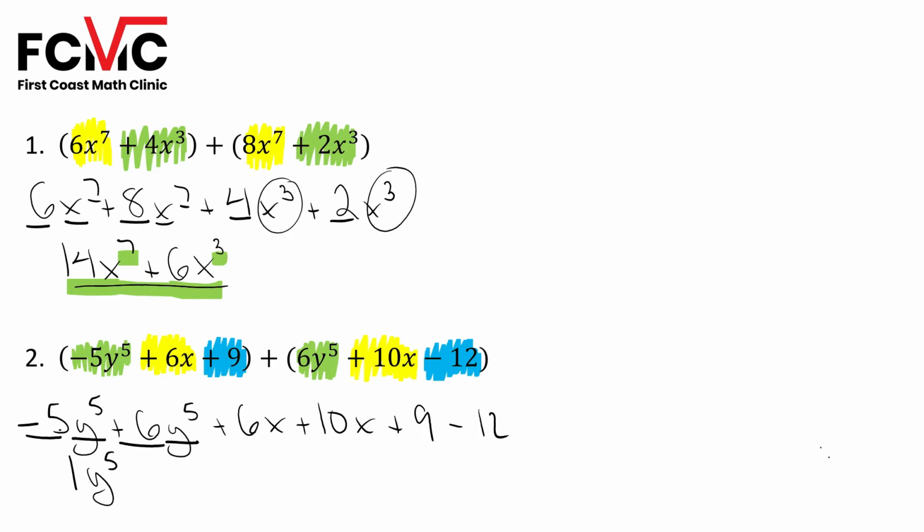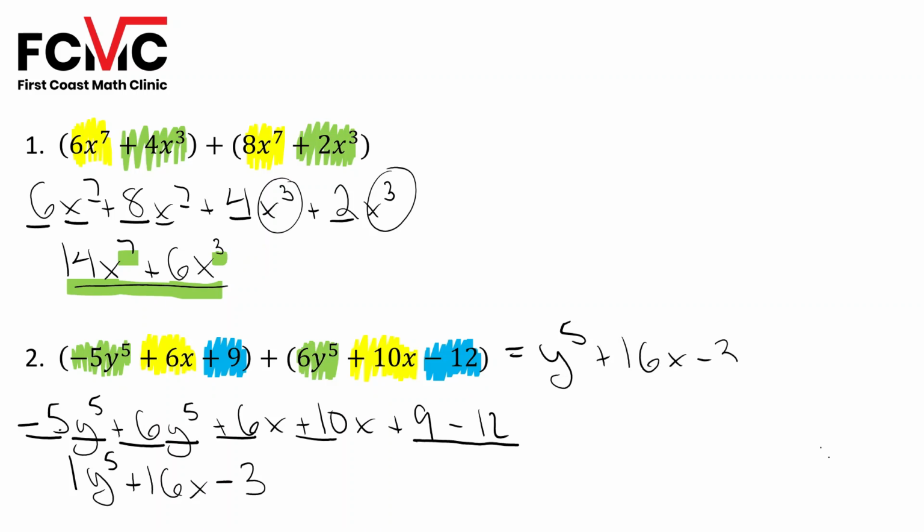Then here we've got plus 6x plus 10x, so it's going to give us a positive 16x. And now here we've got 9 minus 12, so it's going to give us a negative 3. So number two simplifies to y to the 5th plus 16x minus 3.